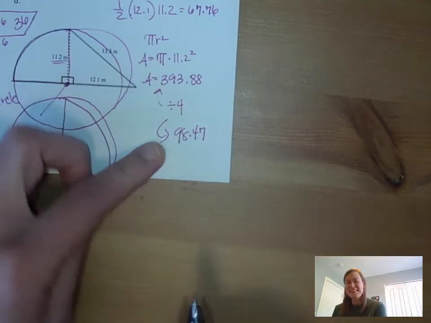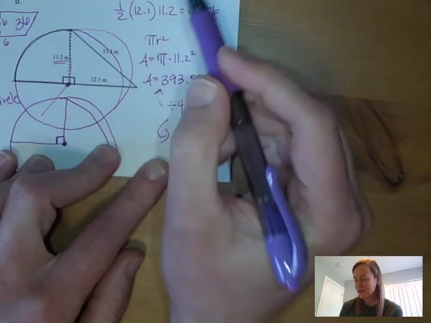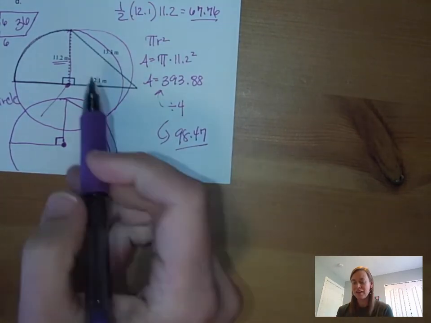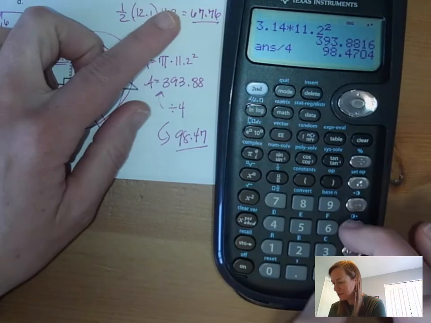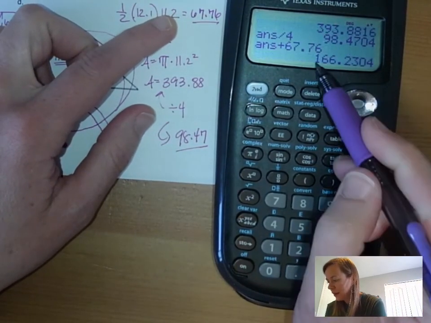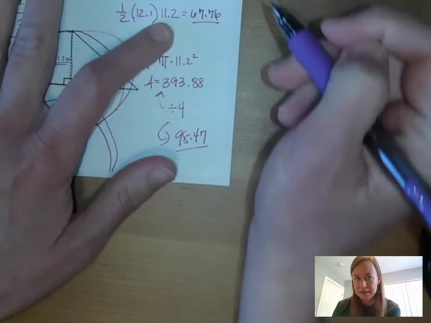Okay, so this is the area of the fourth of a circle. This is the area of the triangle. We're going to add them together, and we're going to get the area of our composite shape. So 98.47 plus 67.76, 166.23. I'm going to write it up here because I'm running out of room.